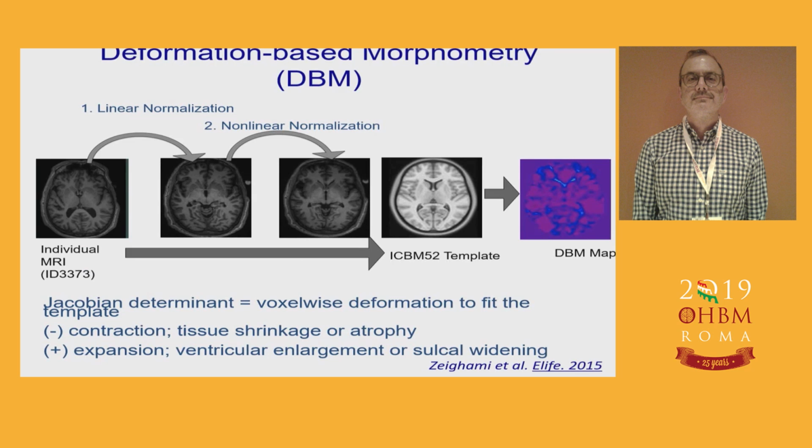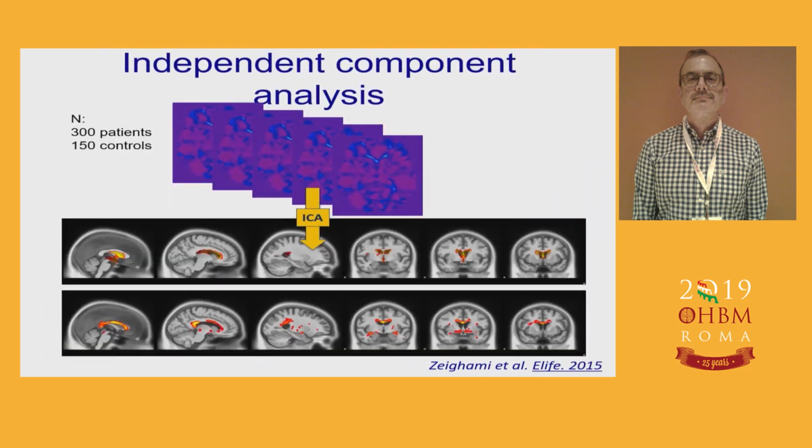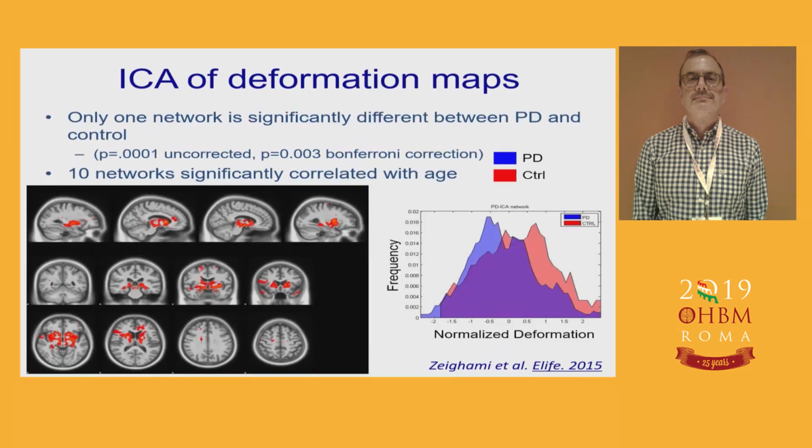And then we used independent component analysis. So we placed all of the patients and controls atrophy maps in a single four-dimensional set. And we used ICA, in this case we used Melodic from FSL, to generate patterns of covarying atrophy. And we found that one atrophy pattern was significantly different in the patients compared to the controls. And it is this pattern which we call the Parkinson's disease component. And atrophy in this component was correlated with disease severity on a whole slew of measures.